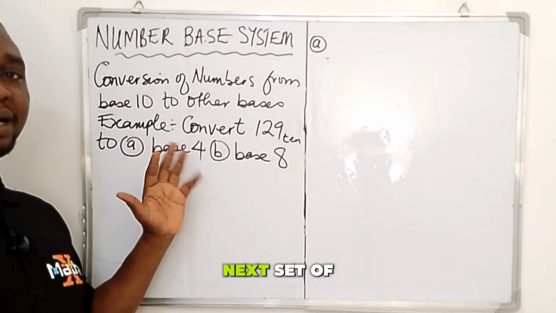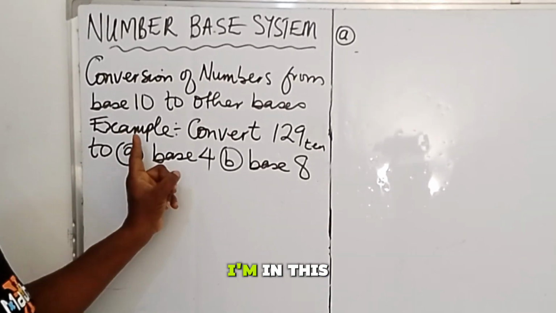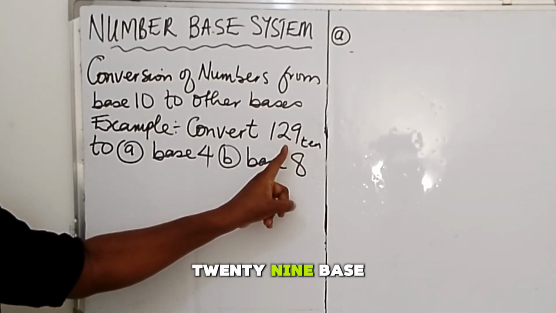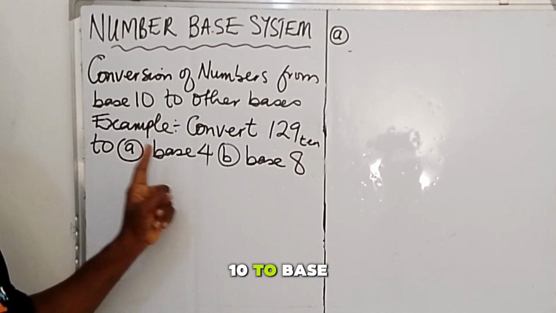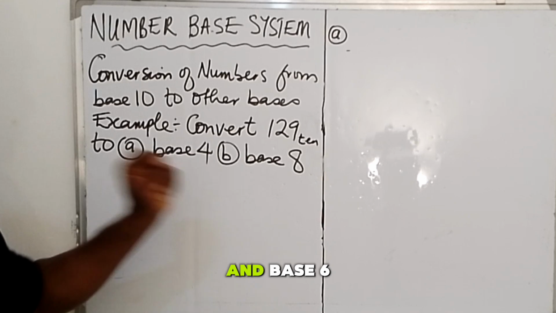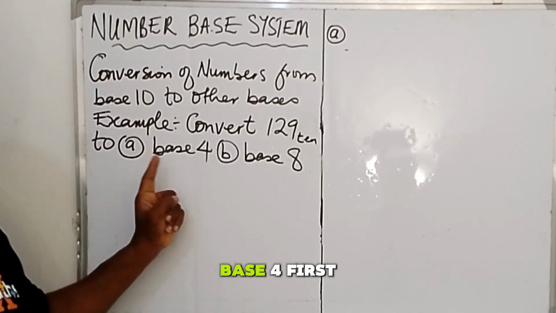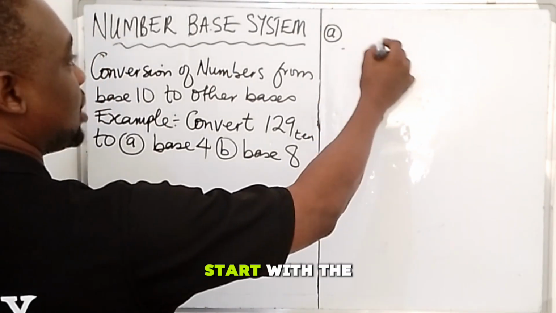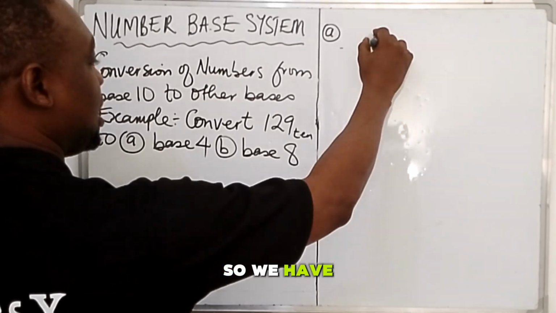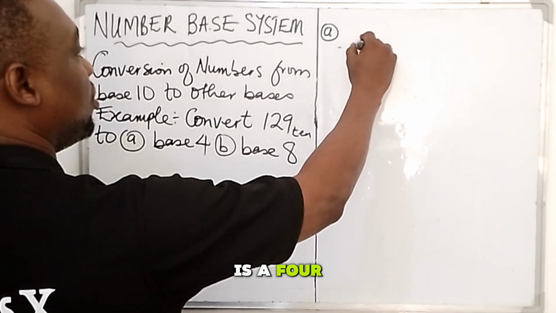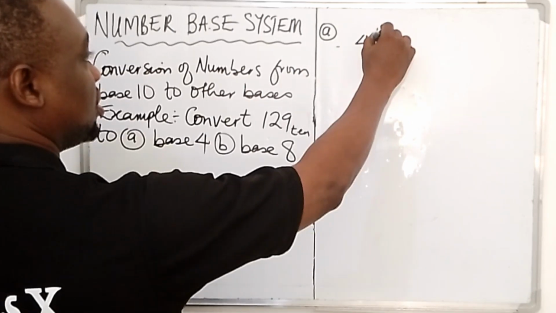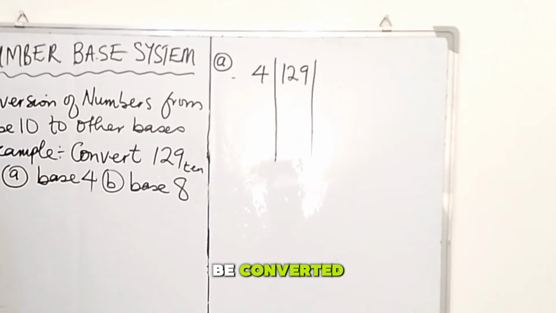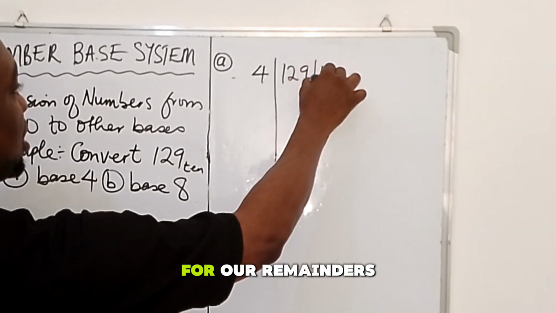So for our next set of examples, in this example convert 129 base 10 to base 4 and base 8. So I'll start with the base 4 first. So for 129 base 4, let's start with the A part. So we have our divisor, which is a 4. We have 129, which is to be converted, and then place for our remainders.